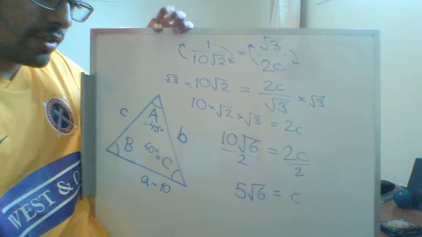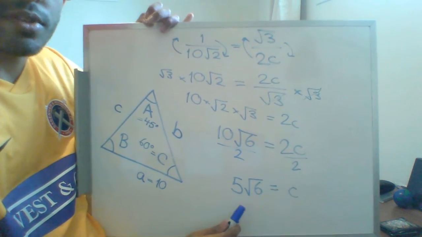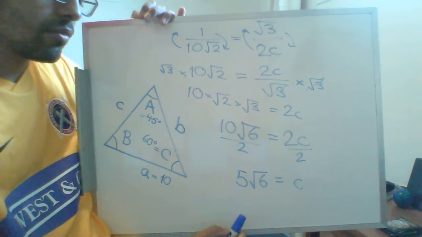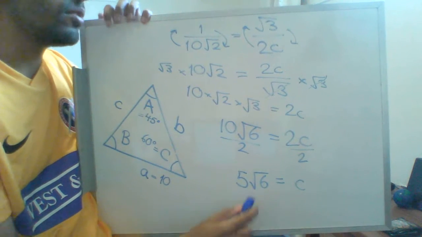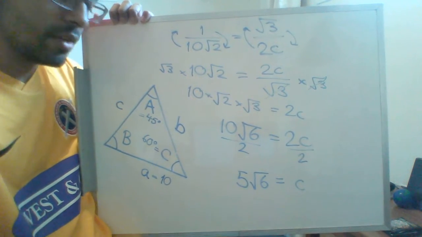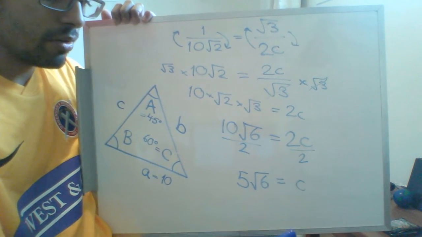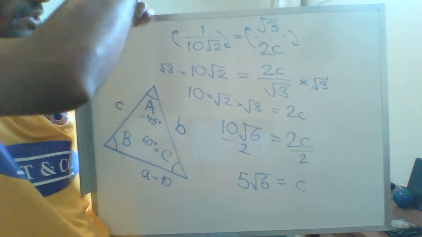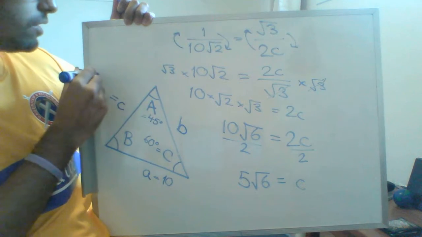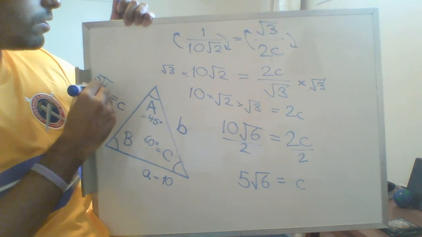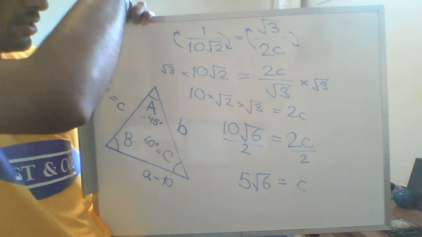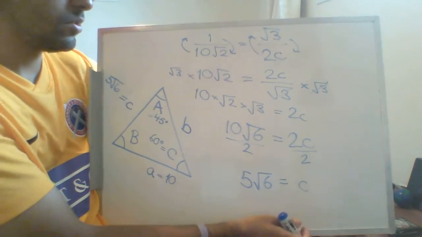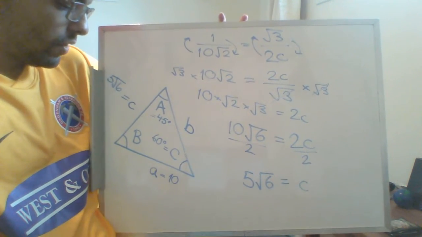You don't need to write this as a decimal. This is probably the most correct way to write down your answer, so you don't have to worry about changing the square root into a decimal. 5 times the square root of 6 equals the length of side C. So this length over here is 5 times the square root of 6 units, okay? It could be centimeters or whatever. So that's what we've got there.